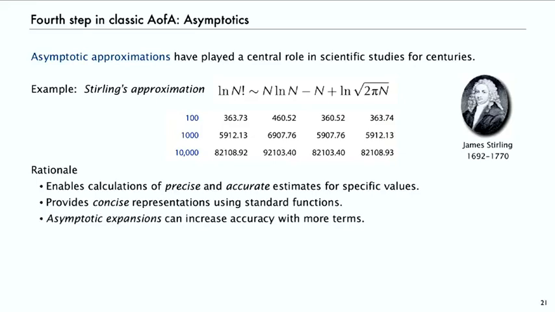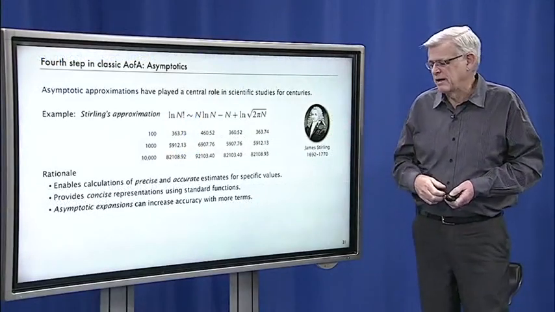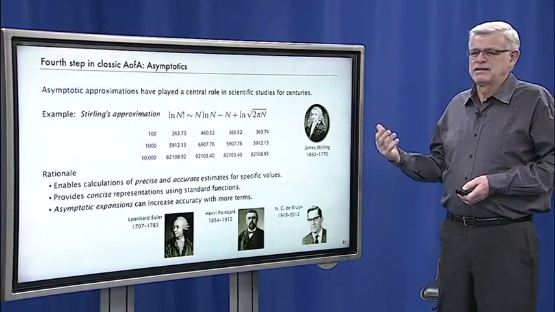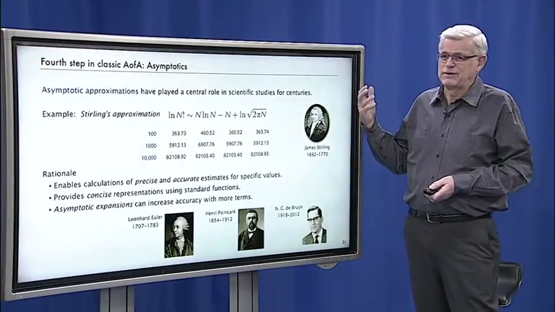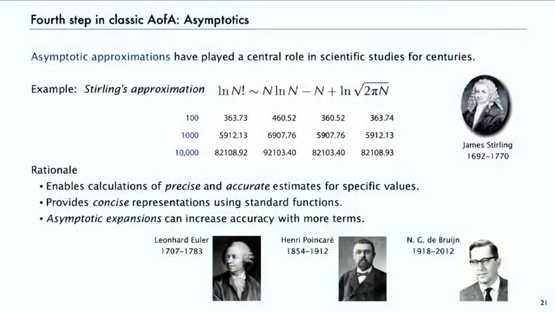And not only that, by adding more terms, we can have what's called asymptotic expansions, where we can get the accuracy we want just by adding more terms. And all the methods that we consider have that property. This was developed and used successfully over many years by many scientists and mathematicians. Just to mention a few, Euler and Poincaré and de Broglie, from different centuries, but there are many, many others who have developed and worked with asymptotic expansions. And they play a key role in the analysis of algorithms.